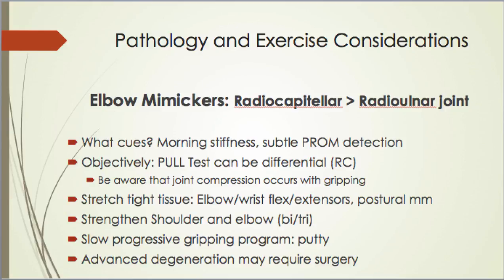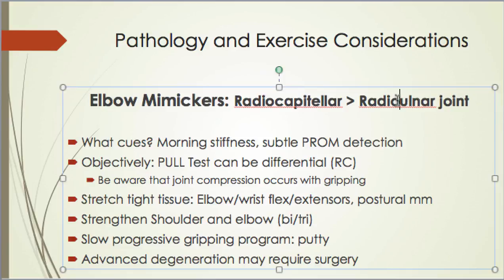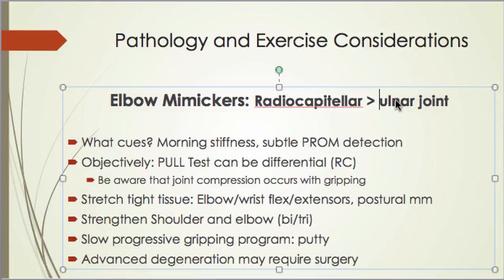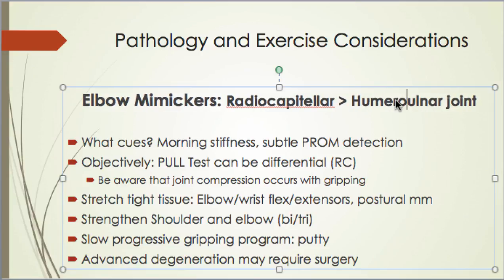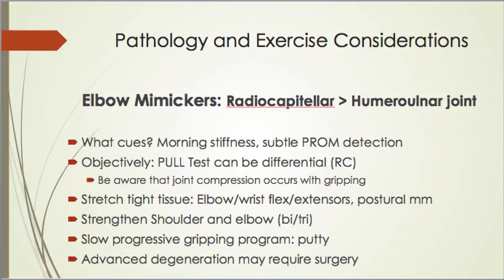Okay, so mimickers can also include the joint. More commonly is a radiocapitellar joint, more than the humeral ulnar joint. Why is that? What did I say? The reason is because this joint is very stiff and congruent. So the more stable a joint is, the less likely it is to have arthritis, unless there's trauma. Over here, the radiocapitellar joint is quite mobile. Tend to have more issues over here.